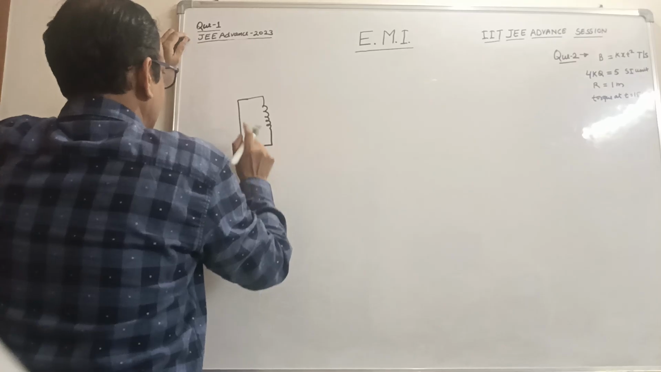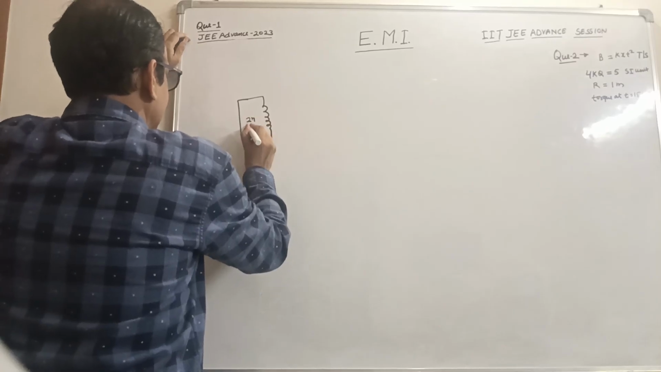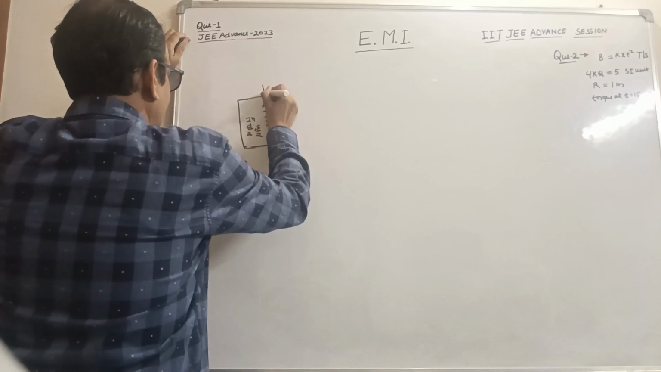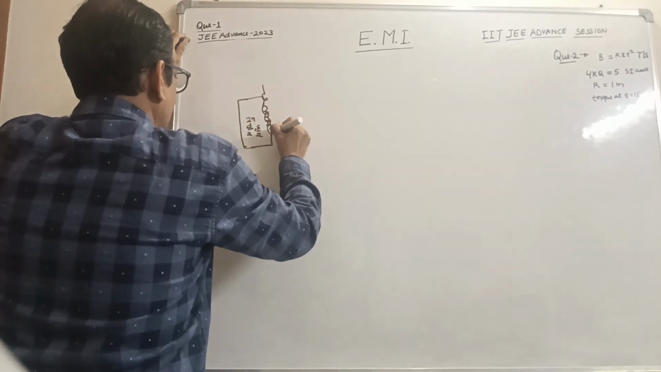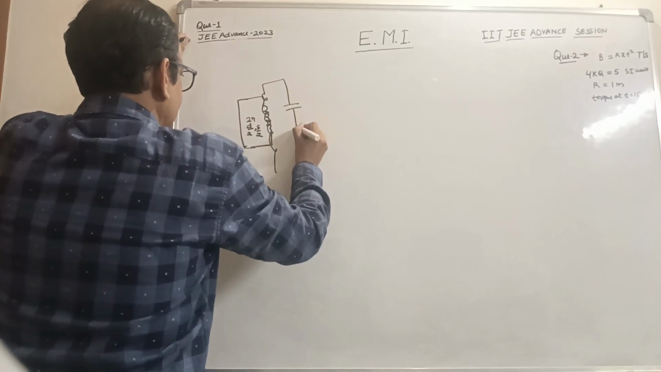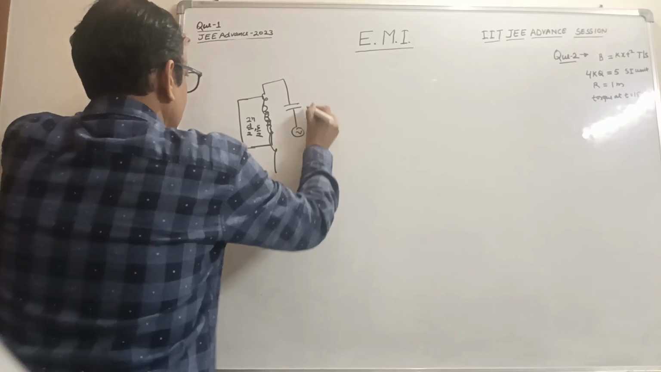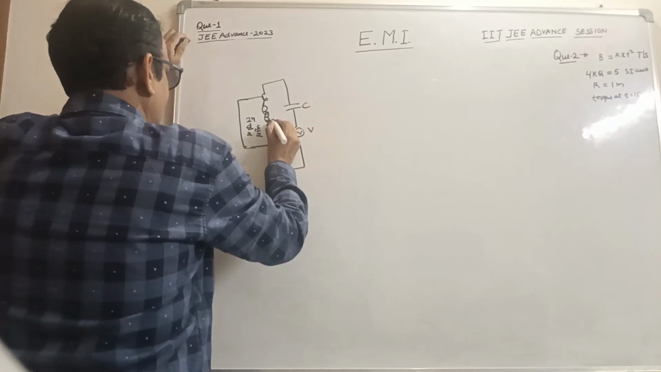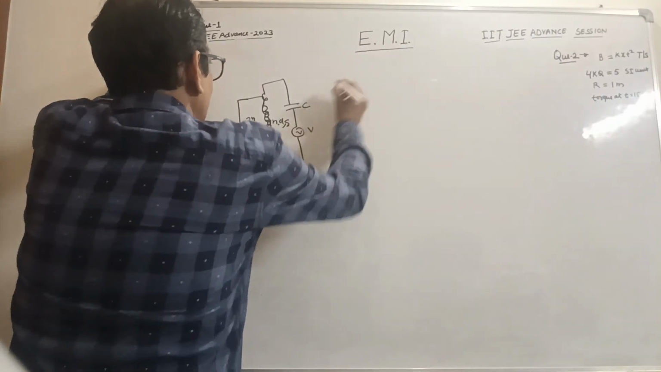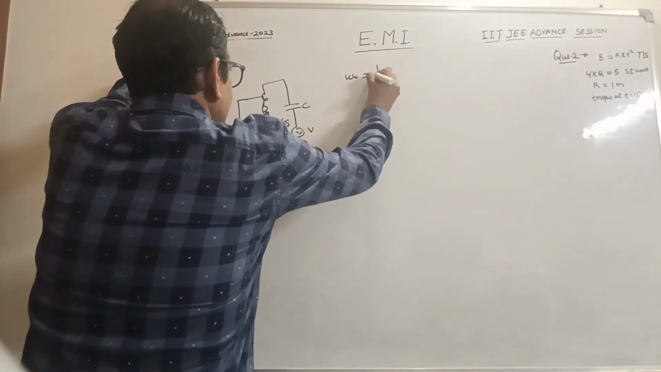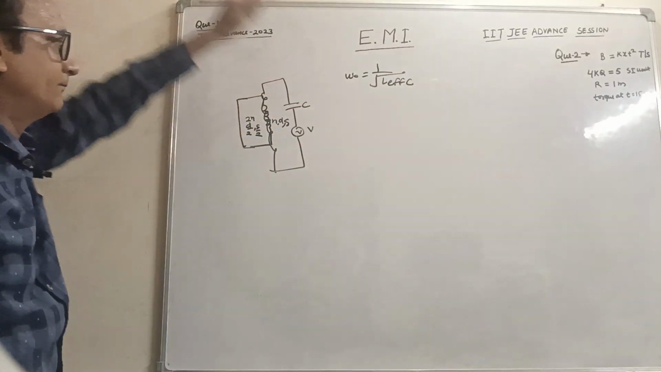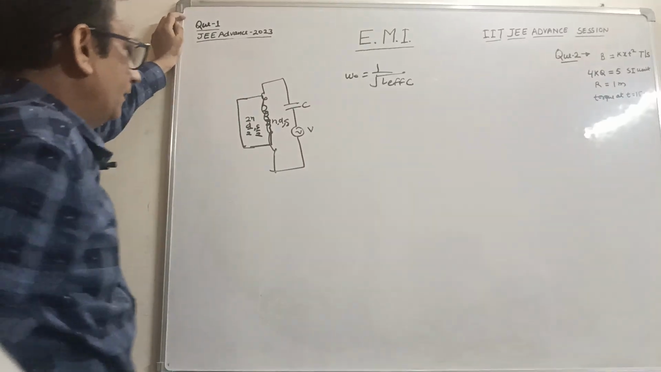The number of turns is 2n, length is d by 2 and area is s by 2. And another coil: this is a capacitor, this is a voltage source, capacitor C, number of turns n, length d, area s. Here we have to find the resonant frequency, that is 1 by root of L effective into C. This is the resonant frequency we have to find here.